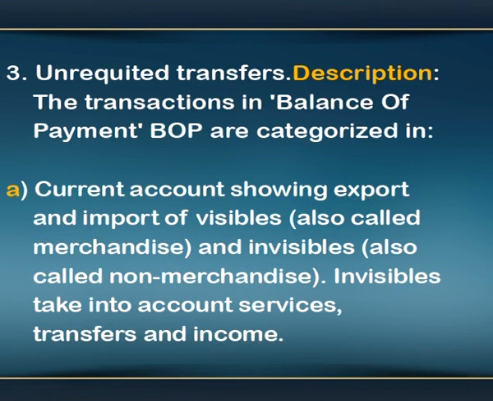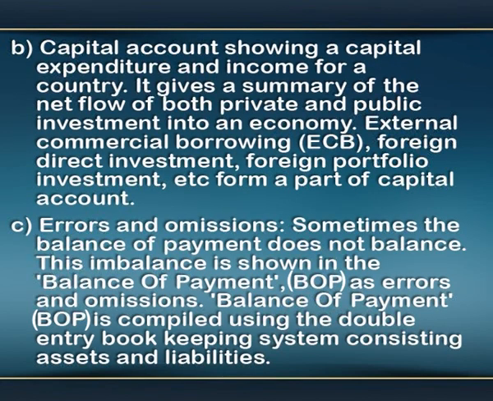Description. The transactions in balance of payments are categorized in A. Current account, showing exports and imports of visibles, also called merchandise, and invisibles, also called non-merchandise. Invisibles take into account services, transfers, and income. B. Capital account, showing capital expenditure and income for a country. It gives a summary of the net flow of both private and public investments into an economy. External commercial borrowing, foreign direct investments, foreign portfolio investments, etc. form a part of the capital account.